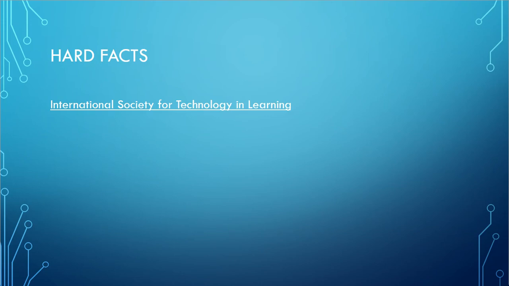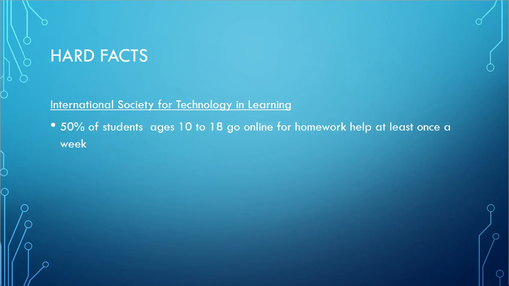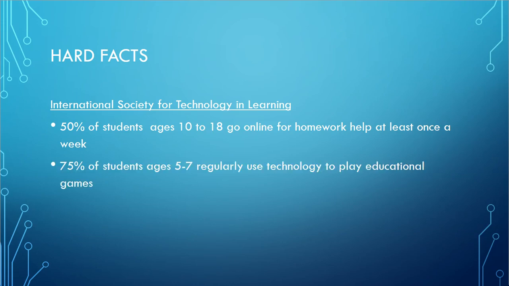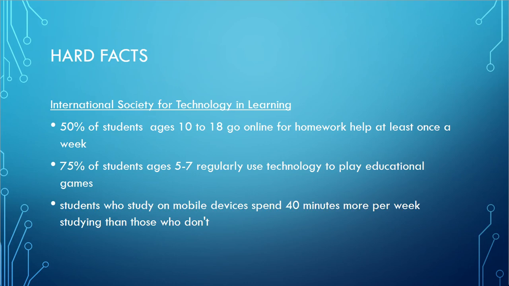Here are some hard facts about using technology in the classroom. These are all gathered by the International Society for Technology in Education. It's a non-profit organization based out of Atlanta, Georgia, and they gathered some statistics on this. 50% of students aged 10 to 18 go online for homework help at least once a week. 75% of students aged 5 to 7 regularly use technology to play educational games. And students who study on mobile devices spend 40 minutes more per week studying than those who don't.